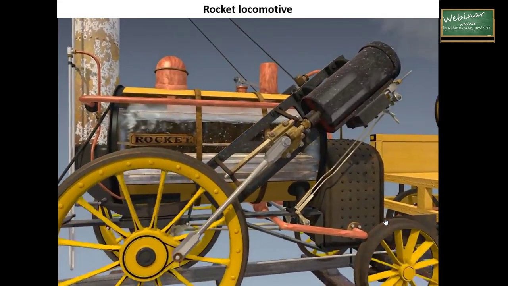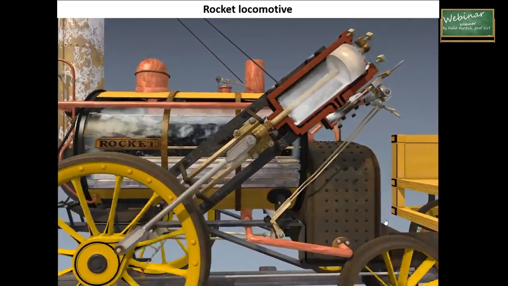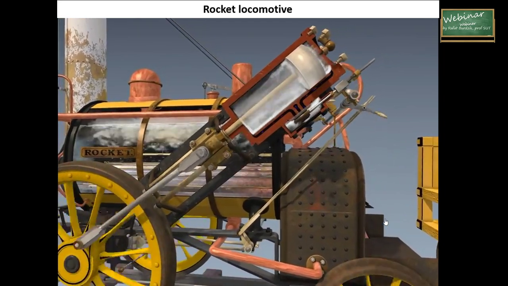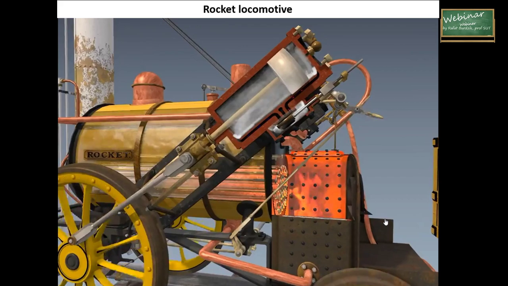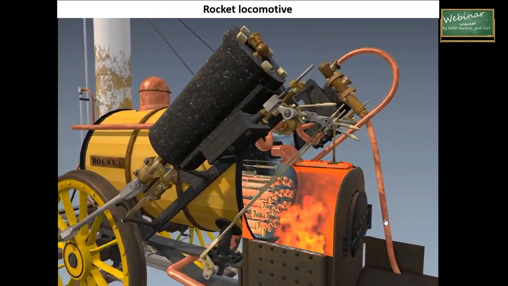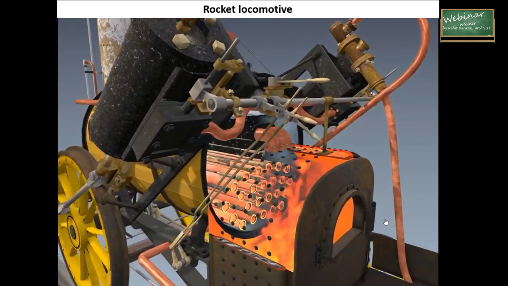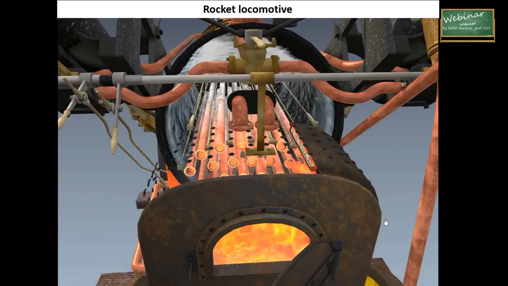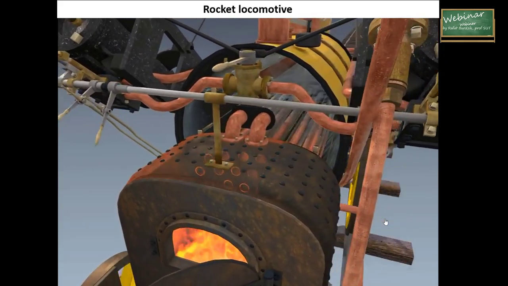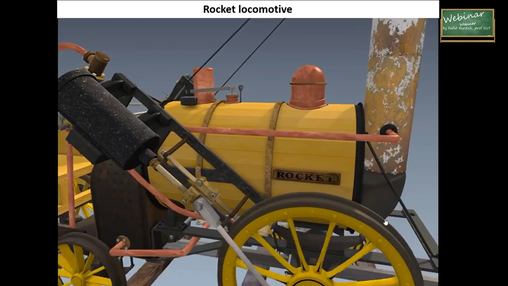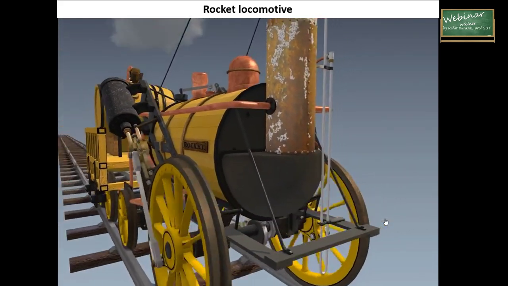So it is the result of the system engineering approach. As you can see, a few different devices and concepts were all combined in one rocket locomotive. The system engineering approach allows us to finalize such a huge step in the evolution of means of transportation, especially when we are talking about railway transportation.